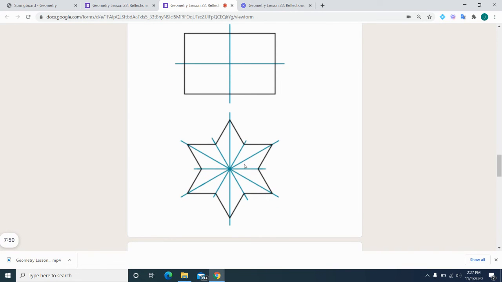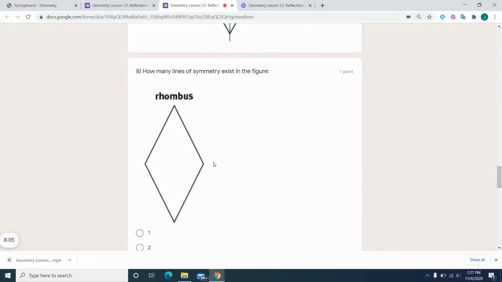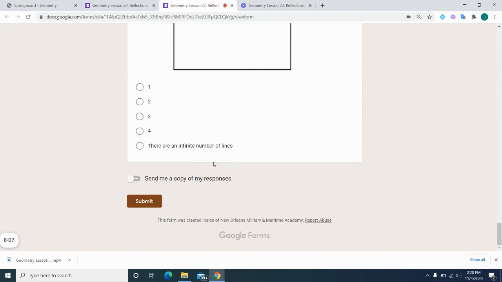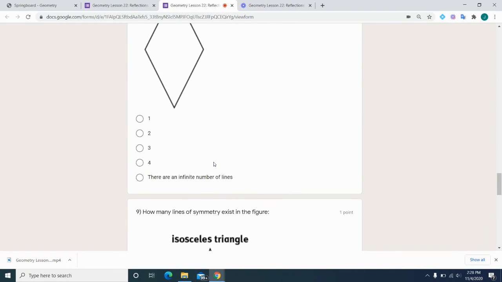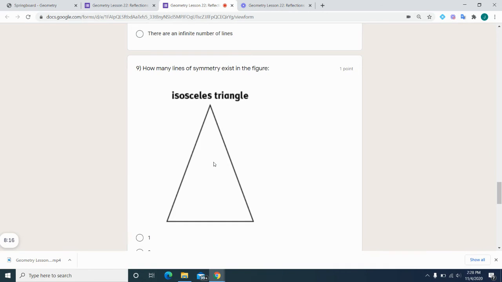Look at this star. This is going to have 6 lines of symmetry because you could go from the point to the point, point to the point, point to the point, and then you'll have a half star on each side, or you could go from where it dips in, and you could cut it across that way. So what I want you to try to do, how many lines of symmetry exist? I want you to try to answer these 4, and then you'll be done. So press pause, try to answer those 4 questions, and then press play and see me go over it.